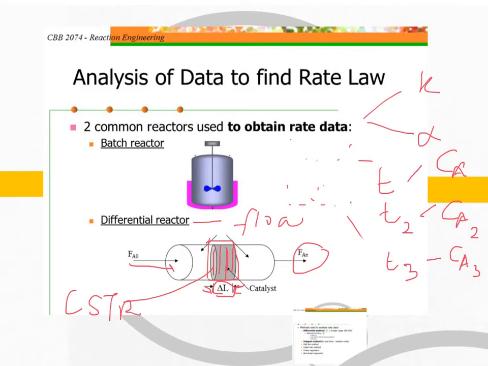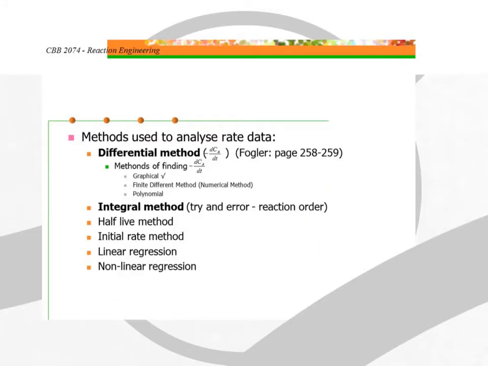Because what does it mean by CSTR? The concentration of A at this point, at this point, or at this point is the same. So if the concentrations are all the same, then it meets the requirement for a differential reactor.